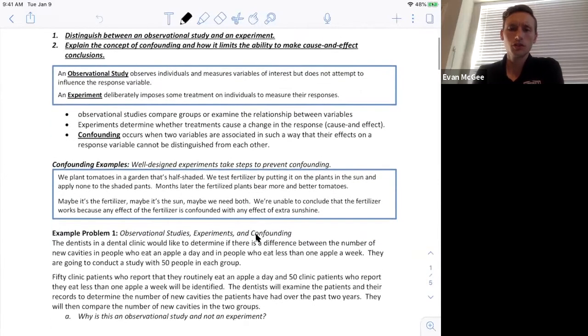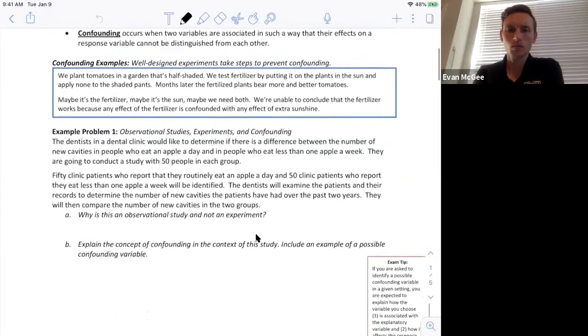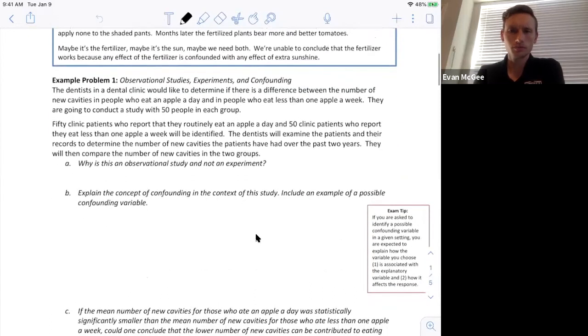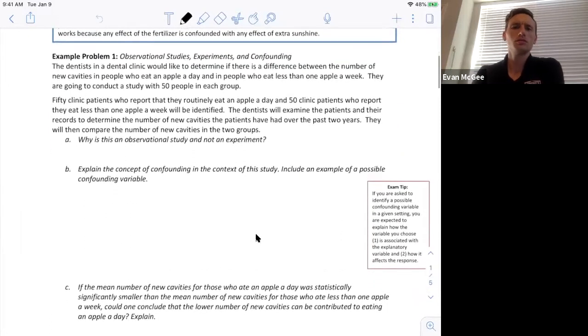So let's look at this first example here, where the dentist in a dental clinic would like to determine if there is a difference between the number of new cavities in people who eat an apple a day and in people who eat less than one apple a week. They're going to conduct a study with 50 people in each group. So 50 clinic patients who report that they routinely eat an apple a day and 50 clinic patients who report they eat less than one apple a week will be identified.